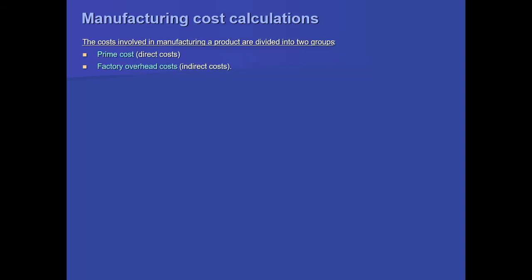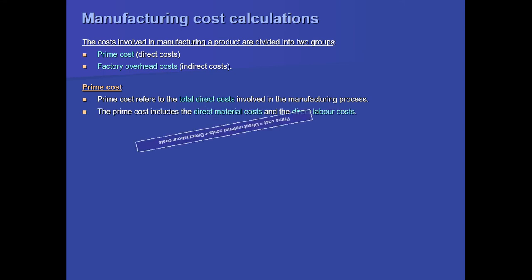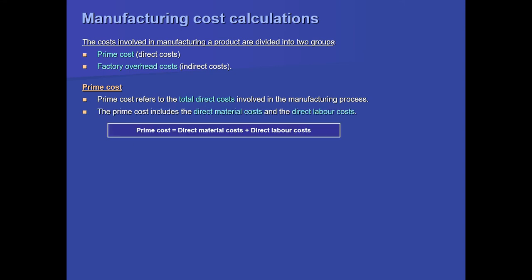and then we've got prime costs, which are simply your direct costs. We've got factory overhead, which is what we refer to as manufacturing cost calculations. Prime costs are made of two costs, which is your direct material cost as well as your direct labor cost. Those are your prime costs. So when I ask you what are your prime costs, you need to tell me prime costs are simply my direct material plus my direct labor.